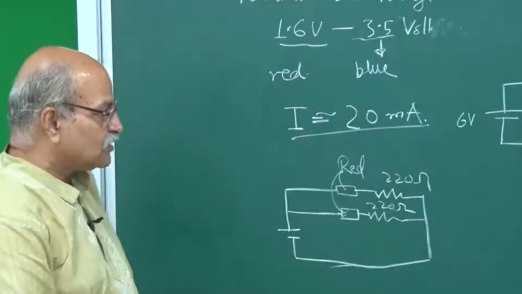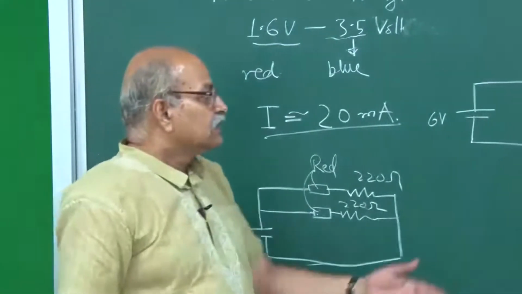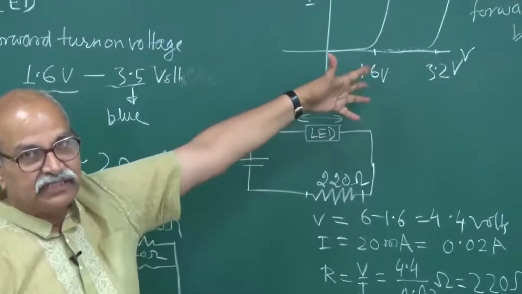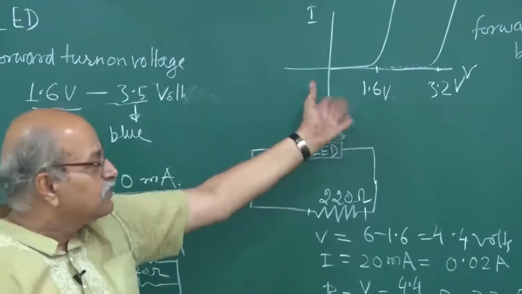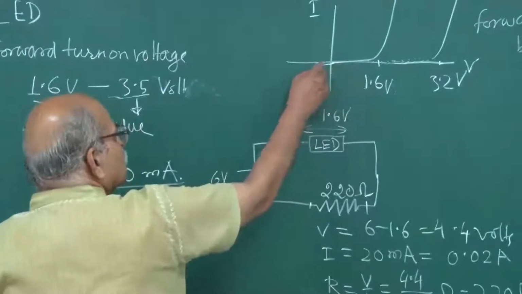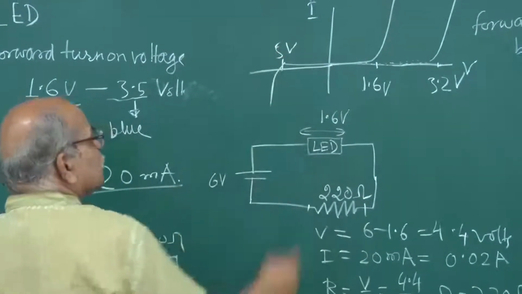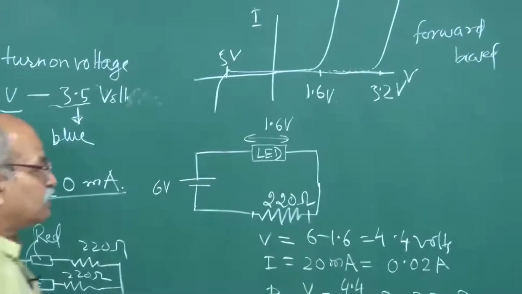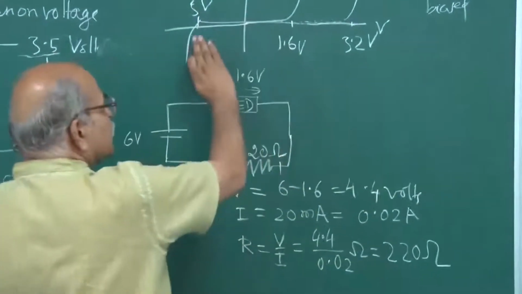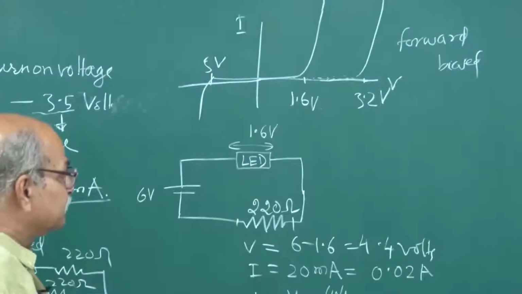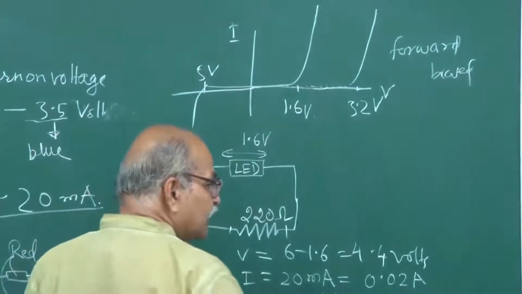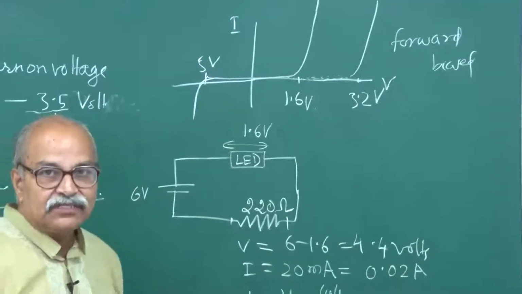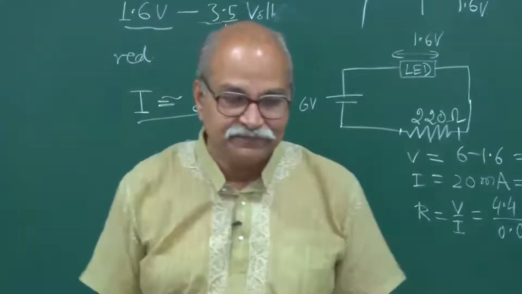In reverse bias also, typically the breakdown voltage for LEDs is not large, around say 5 volts or so. So, in reverse bias you should not apply more than 5 volts, otherwise it can be damaged. You have to take care that your voltage does not exceed this, because even though there is very small current, if you reach this point, then large current can flow. Okay, so these things are to be taken care of.